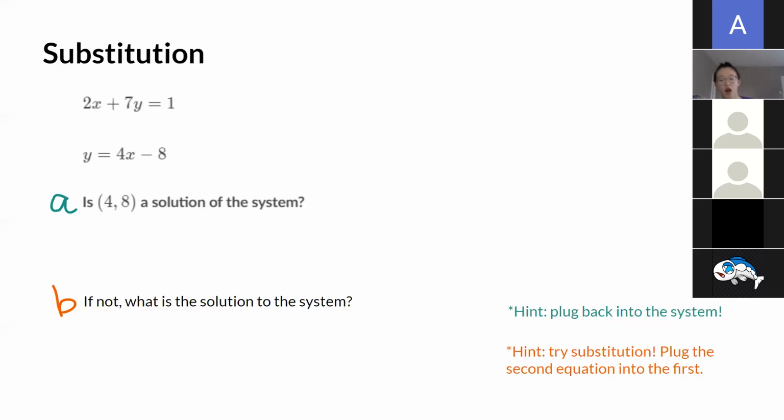And then for part B, we would try substitution, right? So then we would try plugging in 4, 8. And if one of those numbers actually worked, then we would plug the y equals 4x minus 8 into the 7y, if that makes sense.